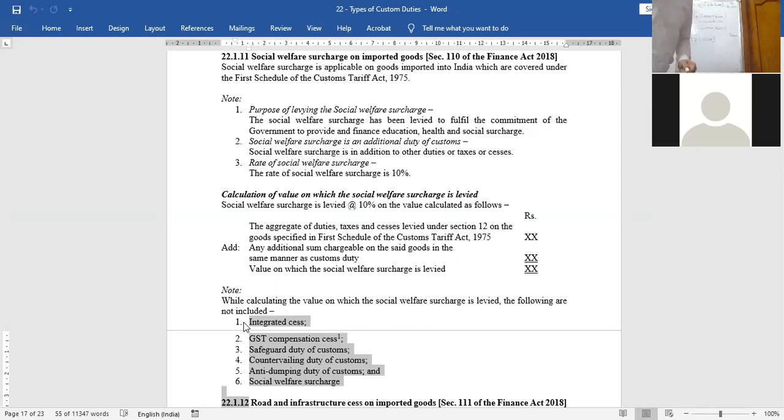And now you can easily do the calculation. Can you do the calculations now? Sorry, this will be having what? Basic custom duty is left. Here also what is left? Basic custom duty. Because for the purpose of charging GST compensation cess and IGST, only these two themselves are excluded, otherwise we have to add everything. So how much is IGST?